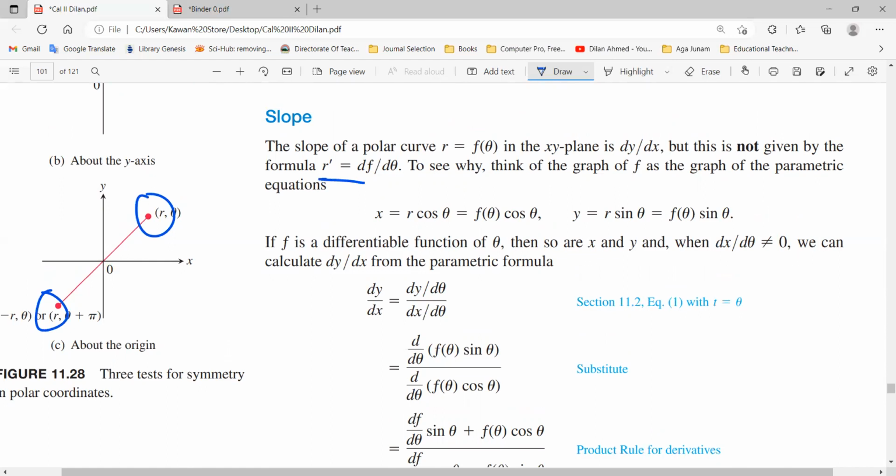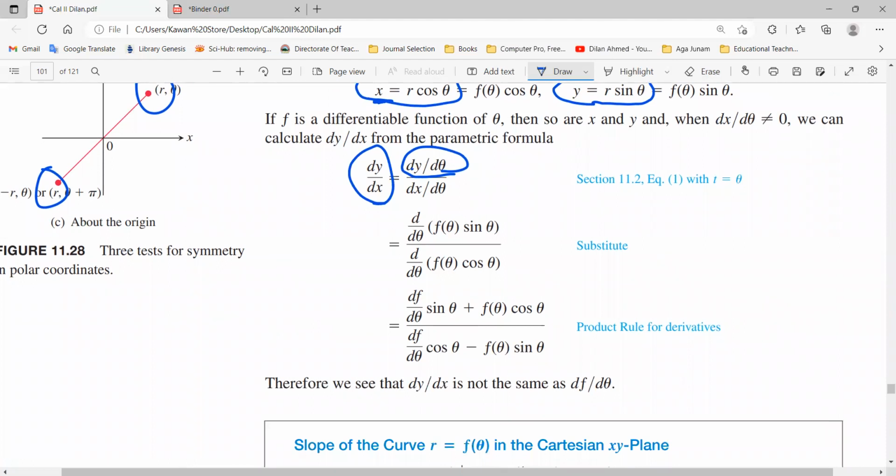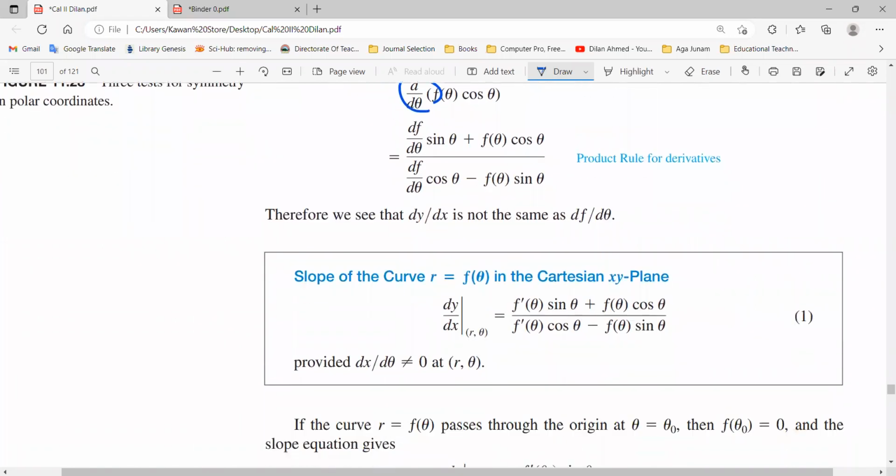So for the derivative in polar, we have a rule. You know dy/dx, and y is a function of theta, and x is also a function of theta. There we had t, and now here we have r and theta. So dy/dθ over dx/dθ, and we know the derivative of the function, because y is equal to r sine and x is equal to r cosine. And the final rule will be like that. This is the final rule.